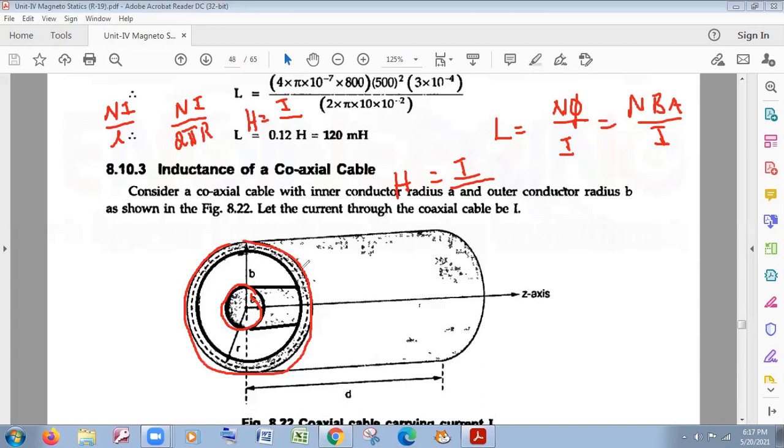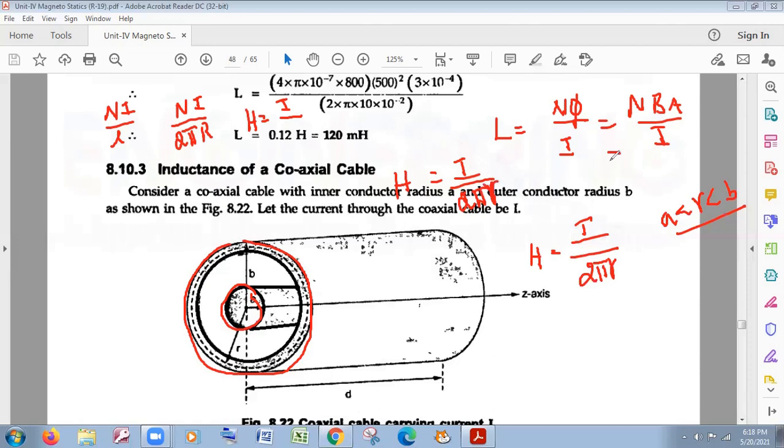For the coaxial cable, the field intensity at any point between inner and outer conductors is given by, means inside you can consider a Gaussian surface. We already know H is equal to I by 2 pi r. We derive this expression in the a phi direction. Whenever the Gaussian surface is between a and b, it is I by 2 pi r into a phi bar. So H is equal to I by 2 pi r.